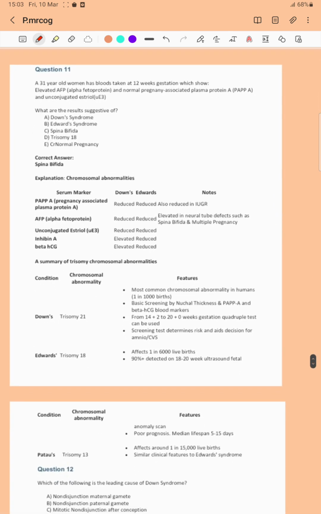Okay, the next question: a 31-year-old female has blood taken at the 12th week of gestation, which shows elevated AFP, alpha fetoprotein, and normal pregnancy associated plasma protein, and the unconjugated estriol is again normal. What is the result? So here only the AFP is raised, and the proteins and the unconjugated estriol are normal. So the most likely option here will be spina bifida, because we know that AFP is highly raised in spina bifida.